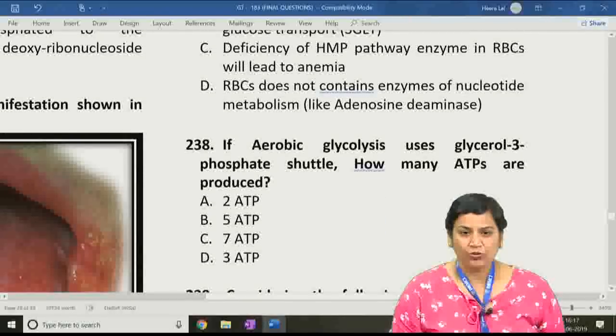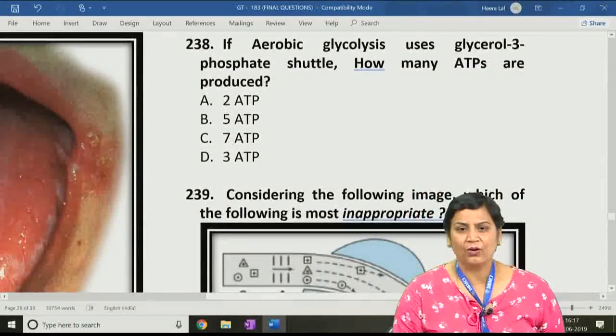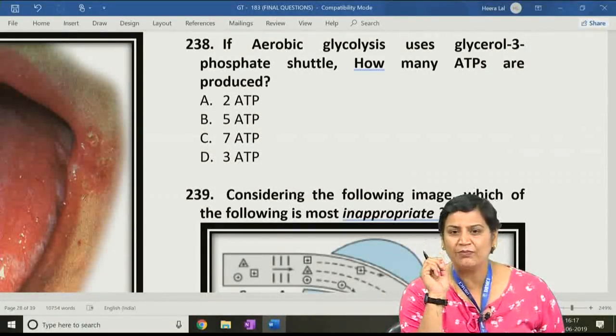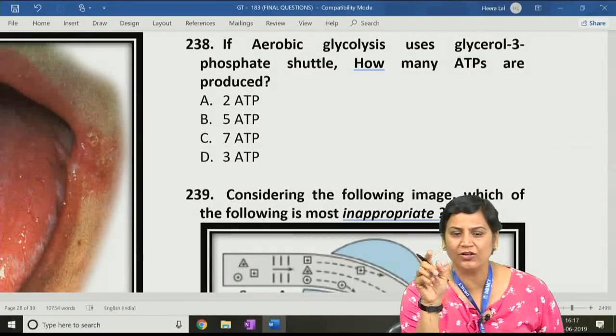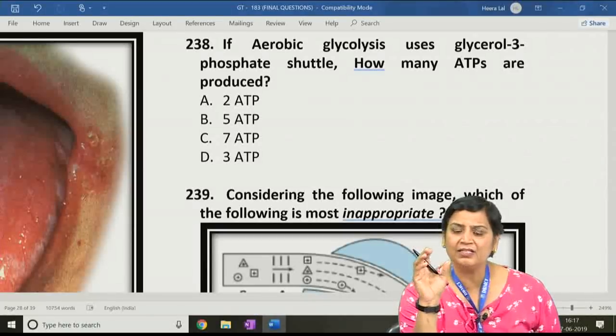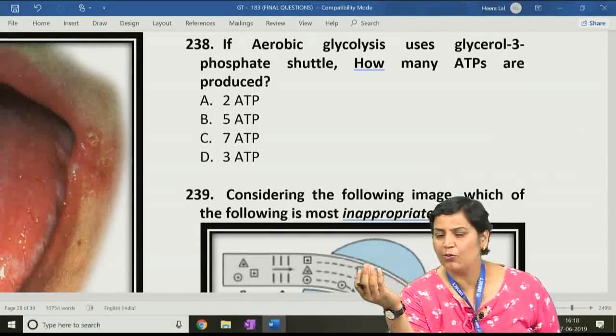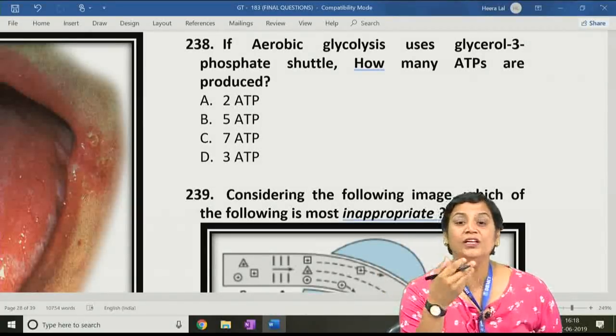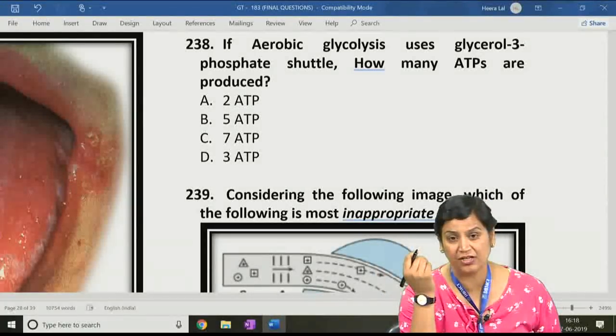Then next question, number 238. If aerobic glycolysis uses the glycerol 3-phosphate shuttle, how many ATPs are produced? Now see, there are 2 types of shuttles. One is the glycerol 3-phosphate shuttle, other is the malate aspartate shuttle. Shuttle means it's like a shuttlecock, from one court to another. So basically here there is a transfer of reducing equivalents in the shuttle.